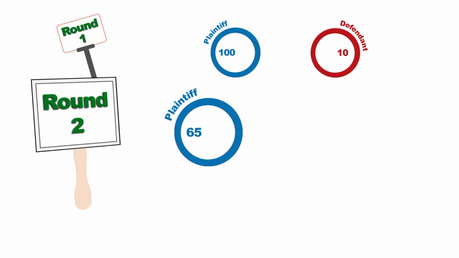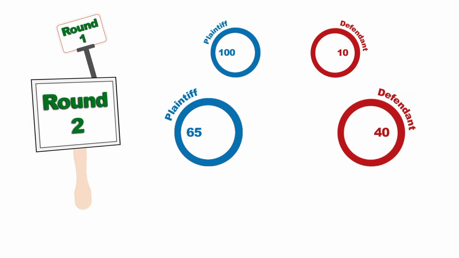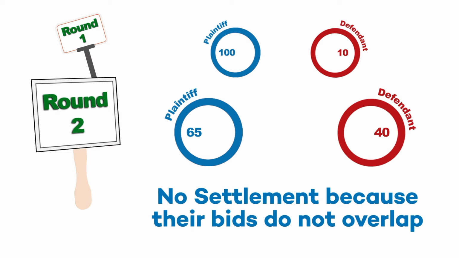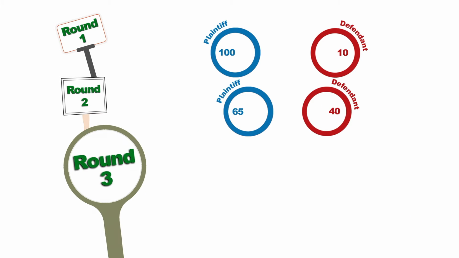In our second round, the plaintiff compromised to $65 and the defendant increased its bid to $40. Again, there is no settlement number because the bids don't overlap. On to the third and final round.